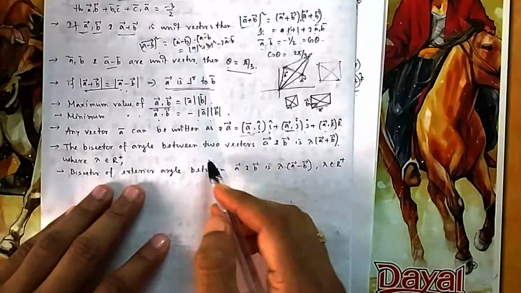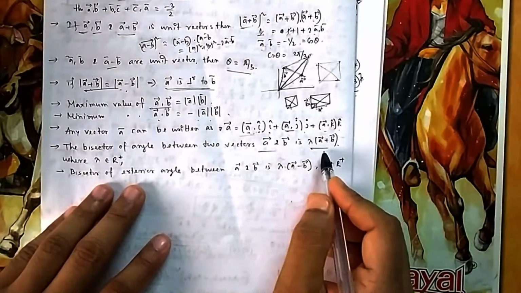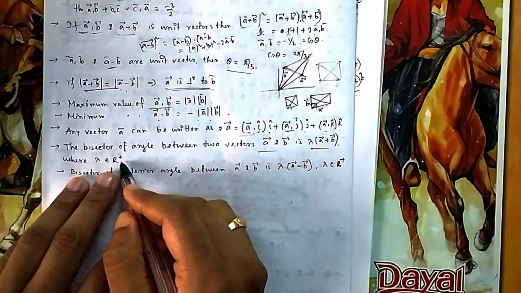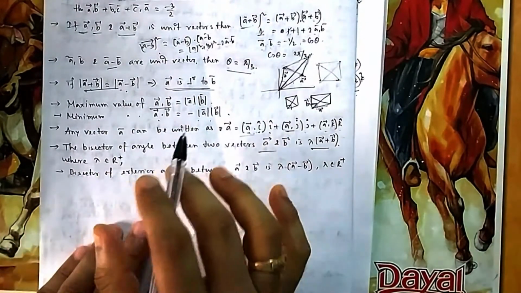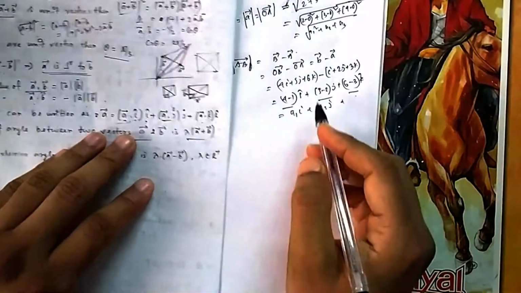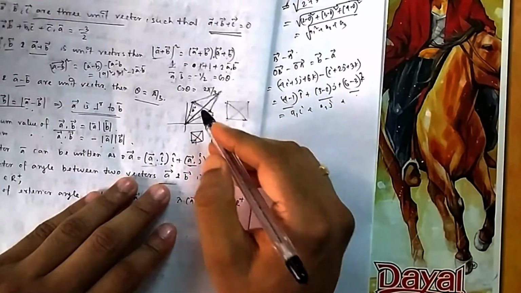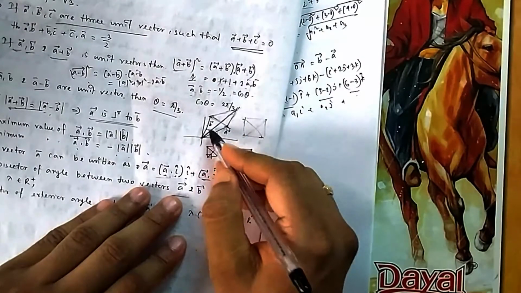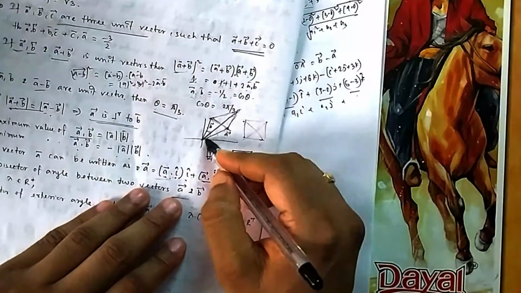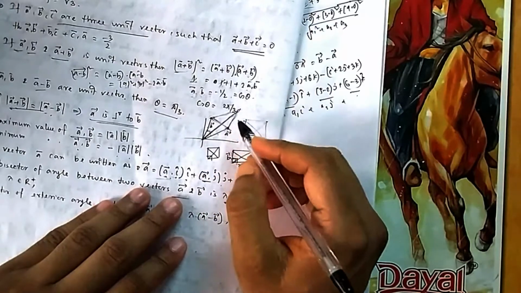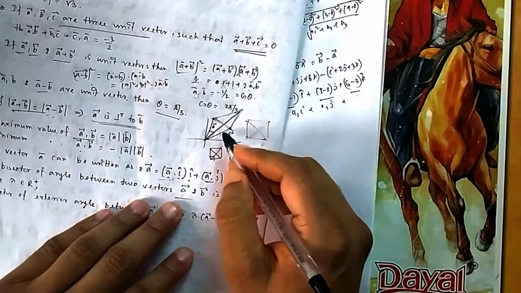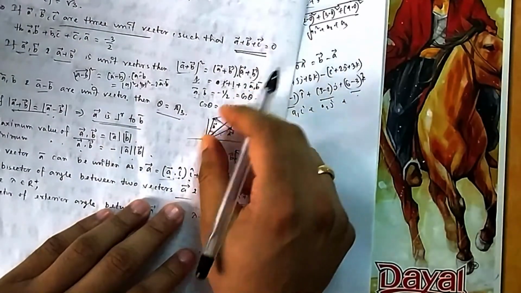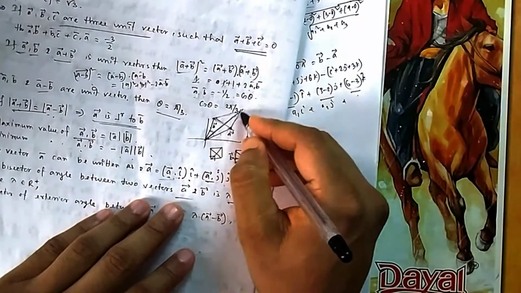The bisector of the angle between two vectors is lambda times (A plus B), where lambda should be positive. Real positive means a real number which should be a positive number. Why? Because A plus B is this one I told you. So this is the diagonal, and you can see this is the angle bisector between A and B. For a parallelogram, this is the angle bisector between A and B. So lambda (A plus B), where lambda can be anything, because the size can be any long or big. I just want to find the angle bisector.